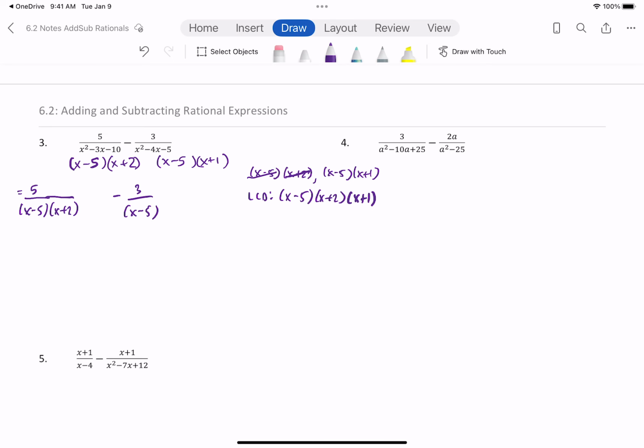So if we write out our original, now we want to get the LCD. So for the first fraction, I have the x minus 5 and x plus 2. What I'm missing is the x plus 1. So we need to do that to the top and bottom. And for the second fraction, I have the x minus 5 and the x plus 1. What I'm missing is the x plus 2.